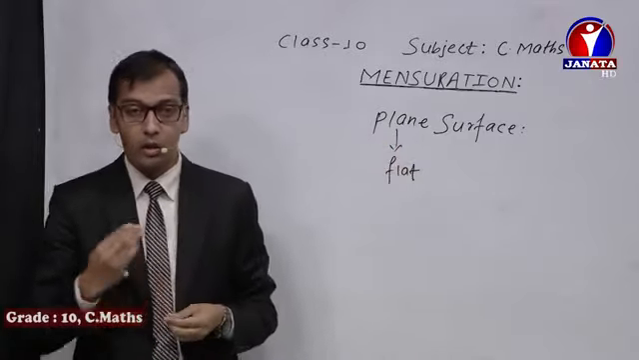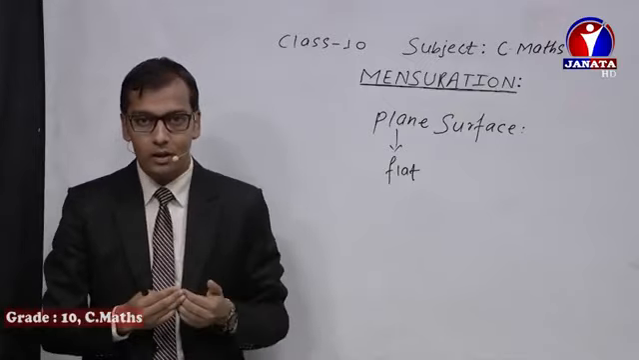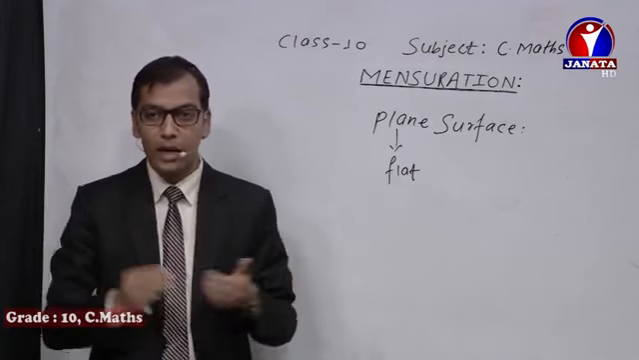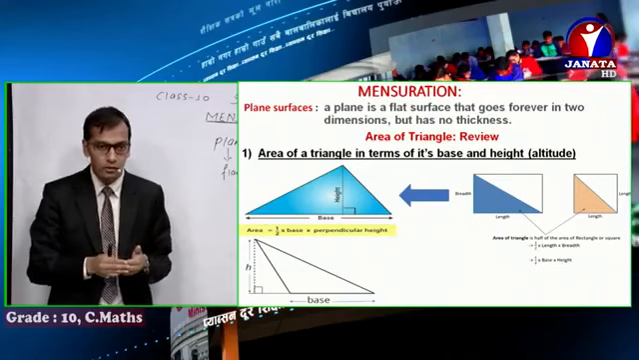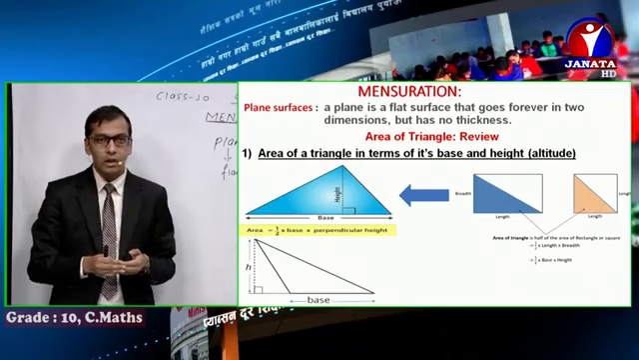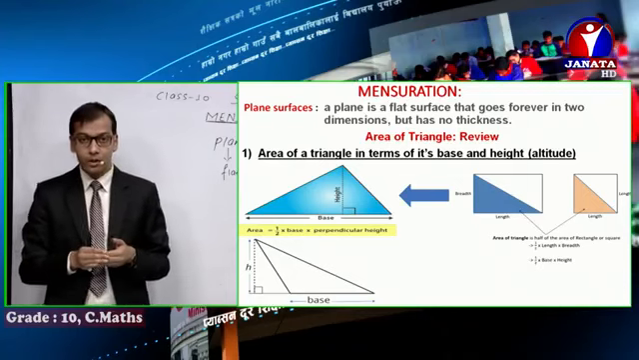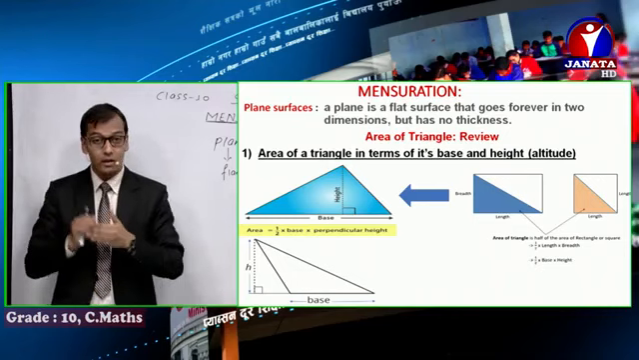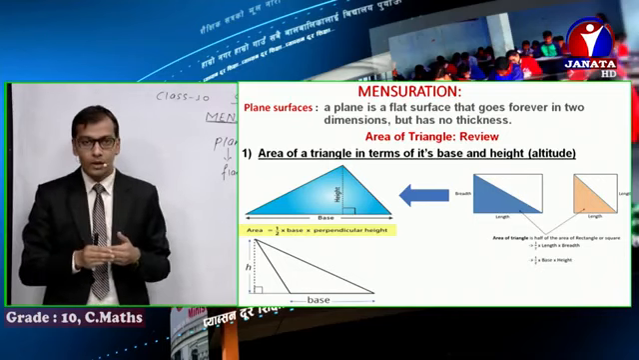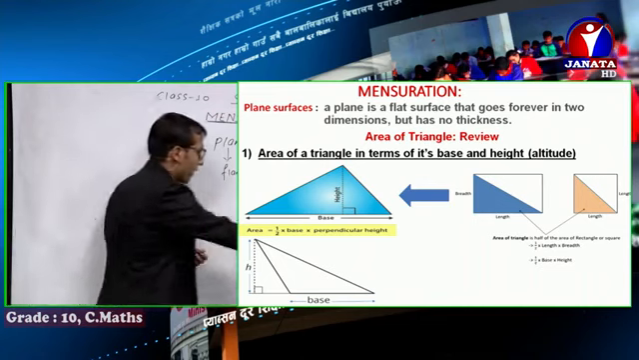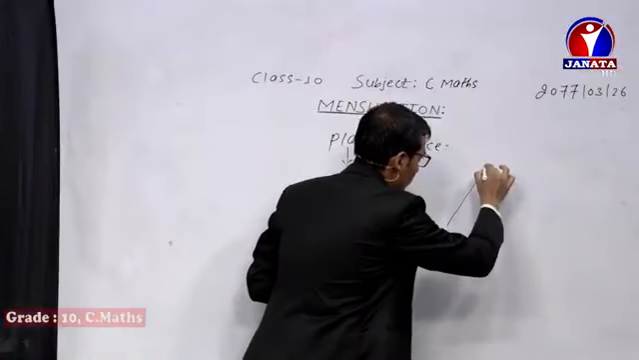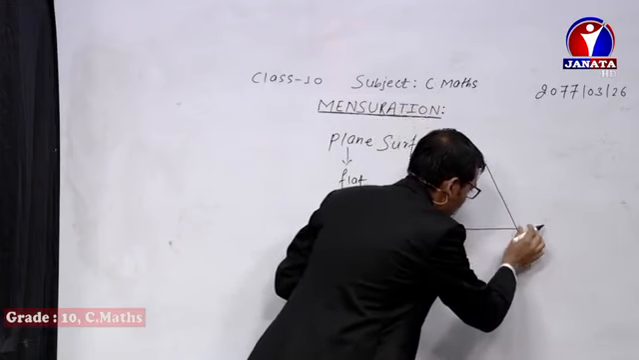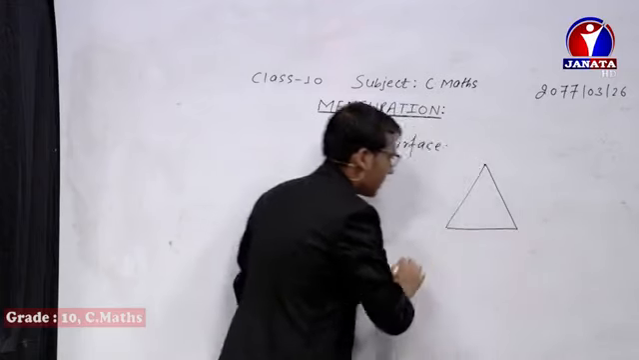So under plane surface, here we are going to learn first about the triangle. Talking about triangles, there are different triangles. We can divide triangles into different types based on sides or the angles. So let me draw a simple triangle and discuss the different parameters that we can learn from this triangle.